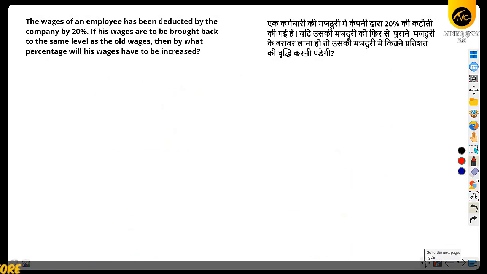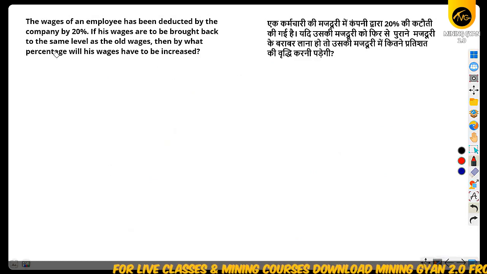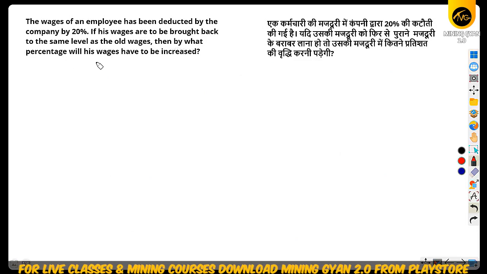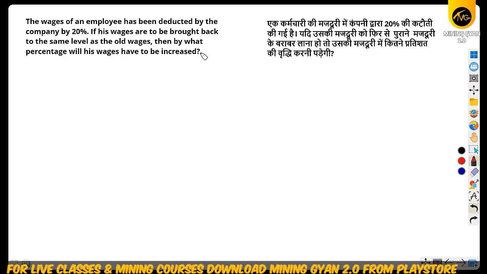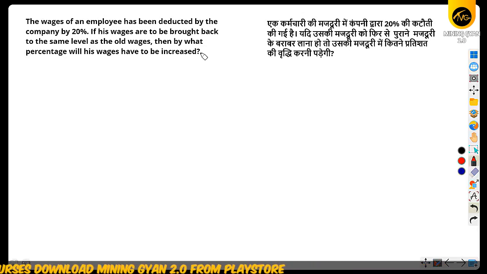Okay, the wages of an employee have been reduced by the company by 20%. If his wages are to be brought back to the same level as the old wages, then by what percentage will the wages have to be increased? अगर किसी की जो भी मजदूरी होती है उसको कोई कंपनी 20% कम कर देती है, अगर उसको वापस सेम अमाउंट में लाना है तो उसको कितना परसेंट इंक्रीमेंट करना पड़ेगा, राइट?